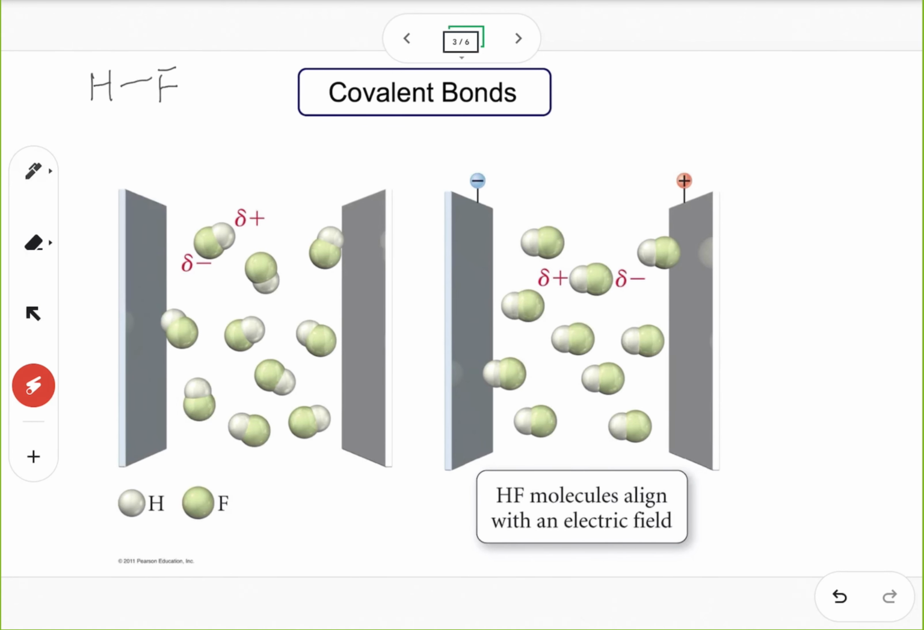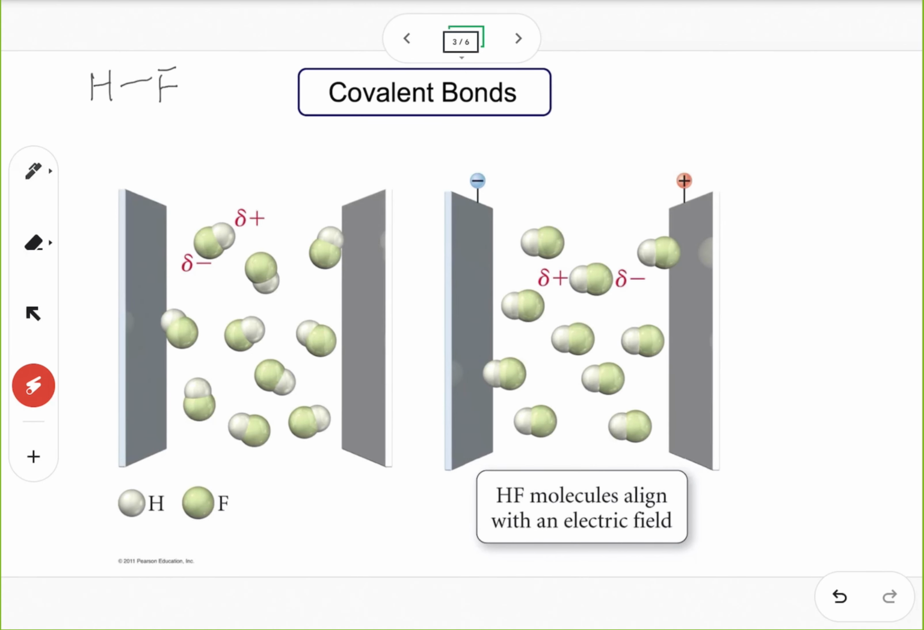Now, if you put those HF molecules between two metal plates, okay, right here, well, you will notice that those hydrogen fluoride molecules just move around randomly without any particular direction. But once you put the charge on the two plates, one negative, the other one positive, you will see that those hydrogen fluoride molecules line up. Okay, one side of the hydrogen fluoride molecule pointing to the positive metal plate, and the other side of the hydrogen fluoride molecule pointing to the metal plate with negative charge.